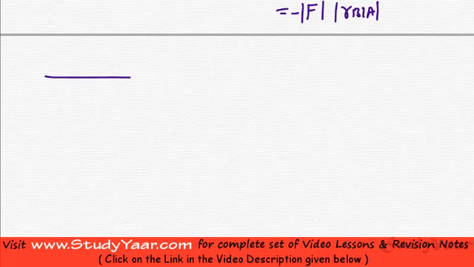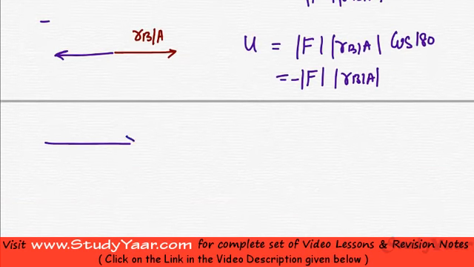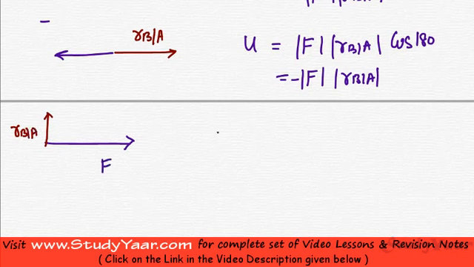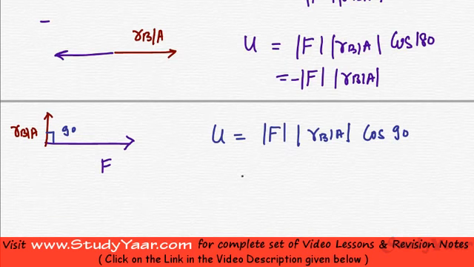If my force is like this, and my displacement is like this. If this is rb by a and this is F, then what is the work done? My work done is F times modulus of rb by a times cos of this angle, which is 90 degrees. So cos 90 is 0, and what I end up with is 0. Therefore, your work done when the displacement is perpendicular to the direction of force is 0.